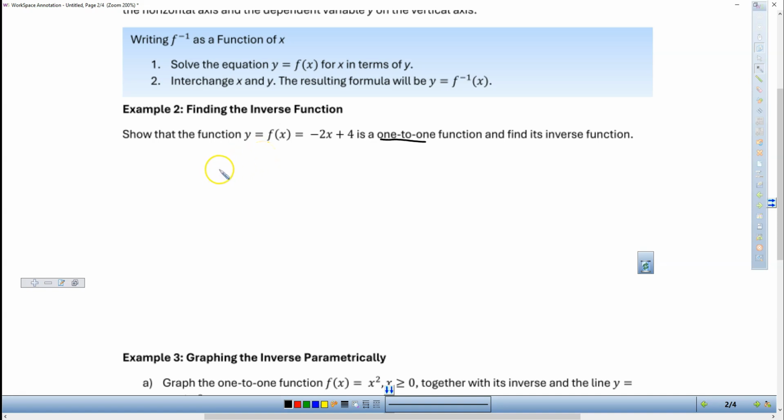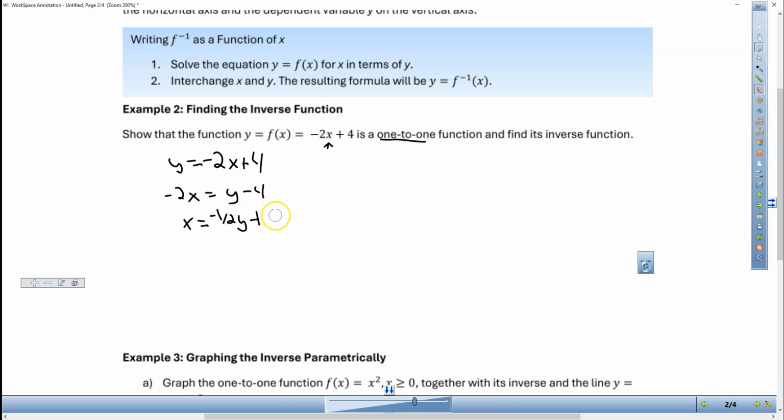So we are going to first solve for x in terms of y. We can start off with y equals negative 2x plus 4. If we want to solve this for x, we can simply subtract 4 on both sides. So we get negative 2x is equal to y minus 4. And if we divide by negative 2, we get x is equal to negative 1/2 y plus 2. Sorry, I forgot to do the division there.